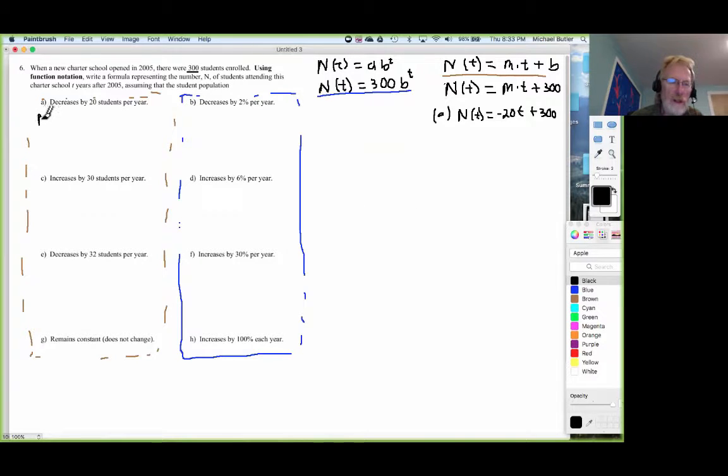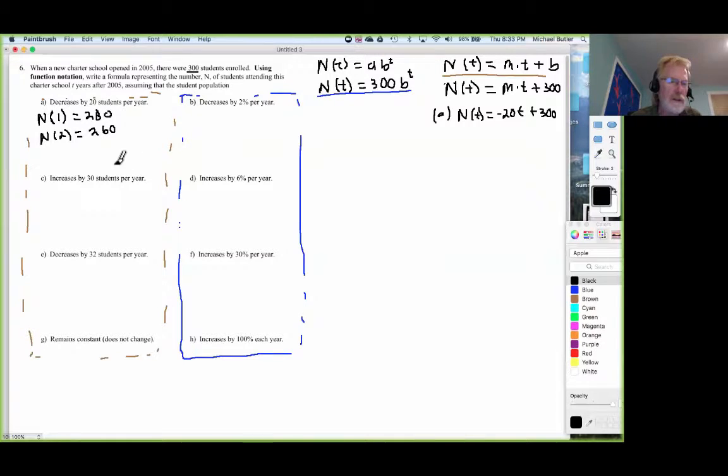So if you did n of 1, that'd be 1 year after the school opened. Well, how many students are going to be in the school? Well, 20 less than you started with, so it's going to be equal to 280, right? And what's n of 2 going to be equal to? Well, that's going to be another 20 students on the way, so it's going to be equal to 260, isn't it?